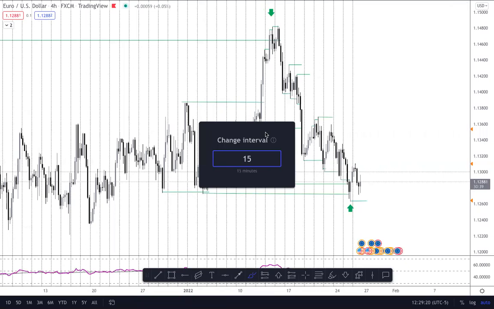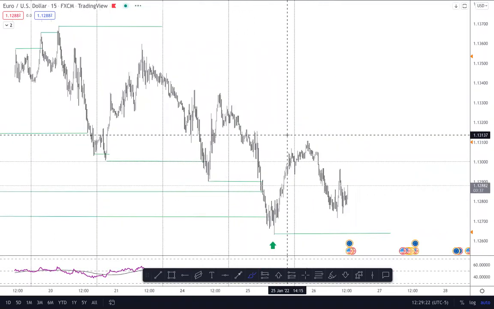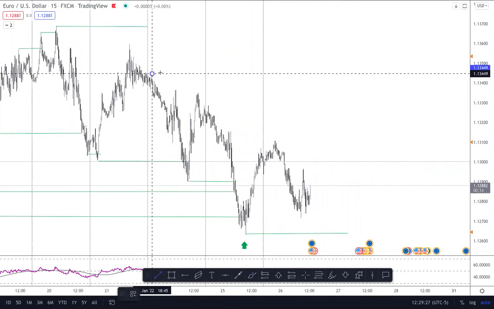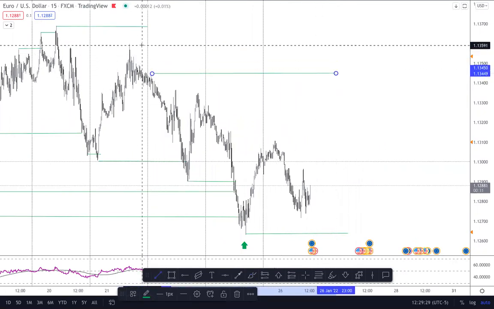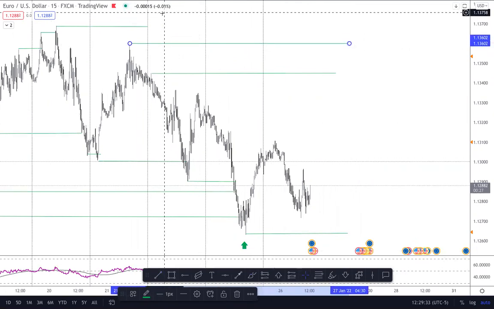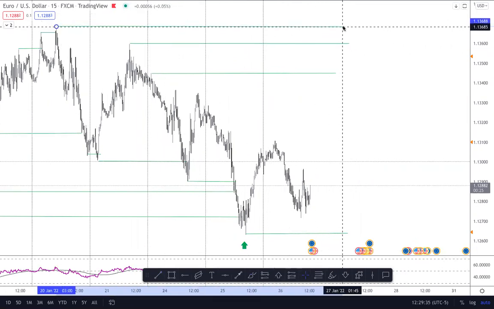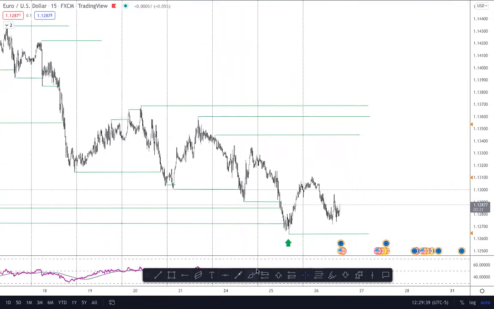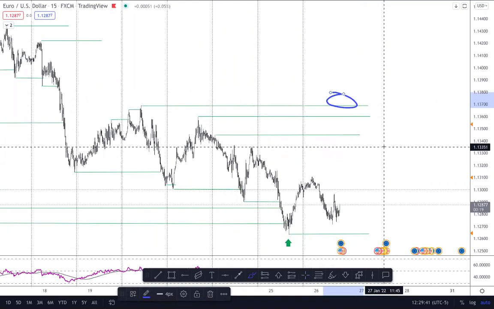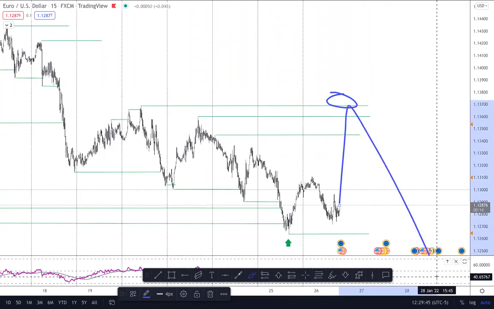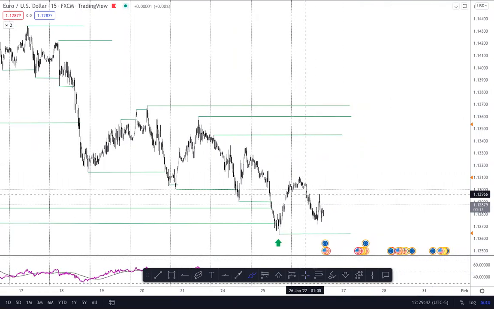Now, where would be our next liquidity points from a major standpoint? This is external. This is external. And this is external. And we know what our most powerful external area is here. So most likely our most powerful reaction will come here.